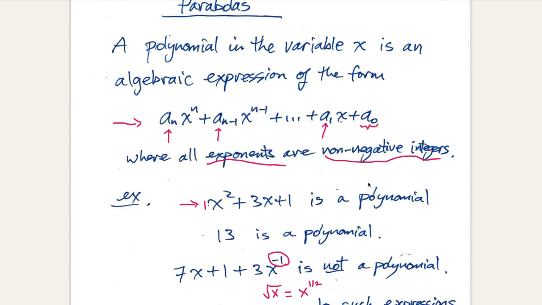Remember, non-negative integers would be what? 0, 1, 2, 3, 4. That would mean whole numbers, essentially. Remember, whole numbers include 0.